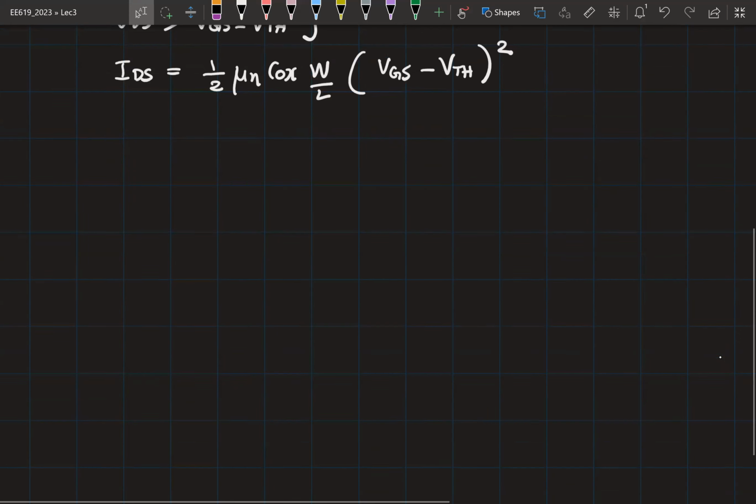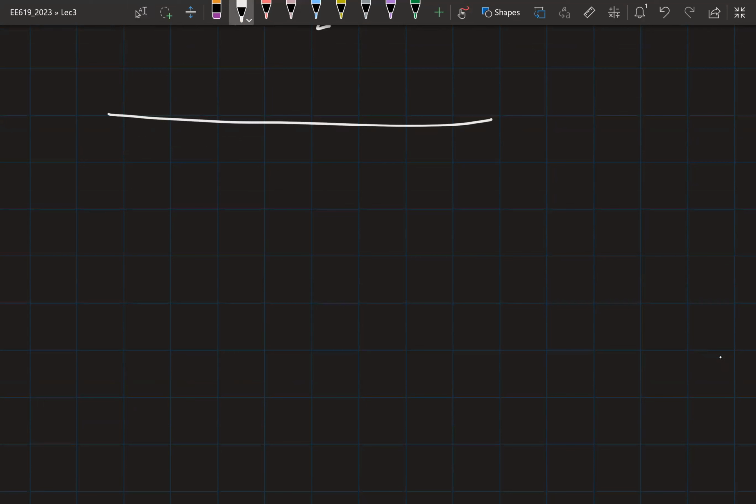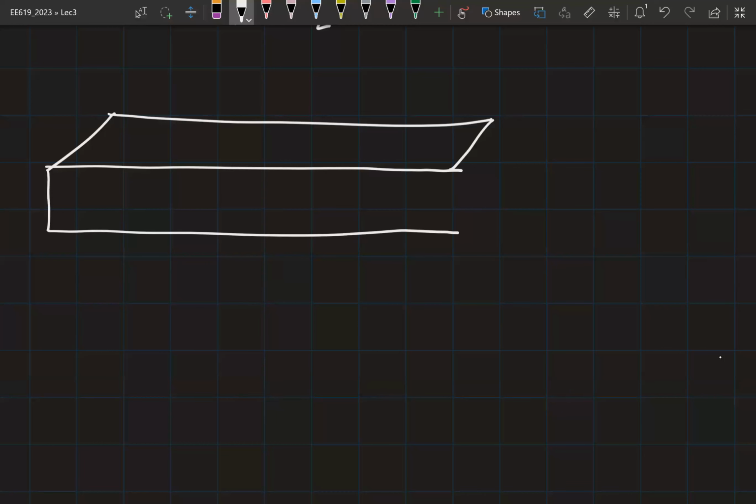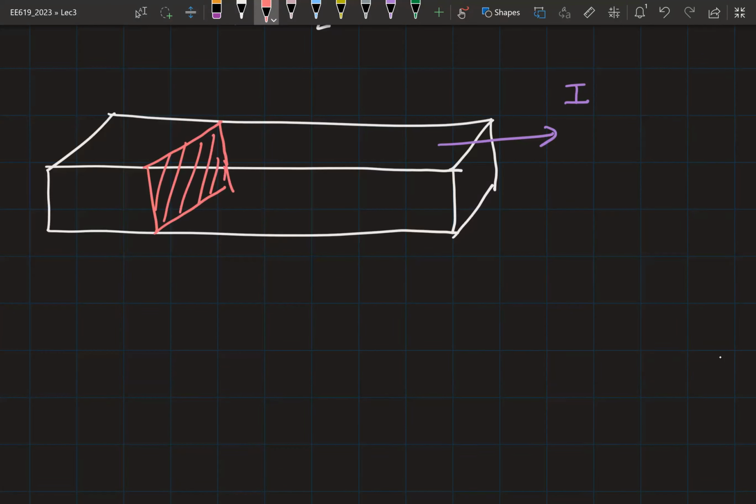To do that, let me first take a block of material. Let us assume that some steady state current is flowing through it. Now let me also consider a small sheet in this. Let's say the charge in this sheet is Q. So Q is basically the charge density across this dimension. And if this is moving with a velocity V, what can I say about the current?